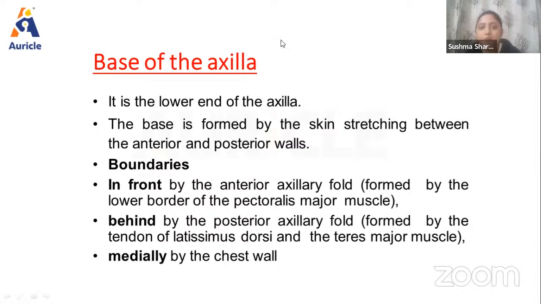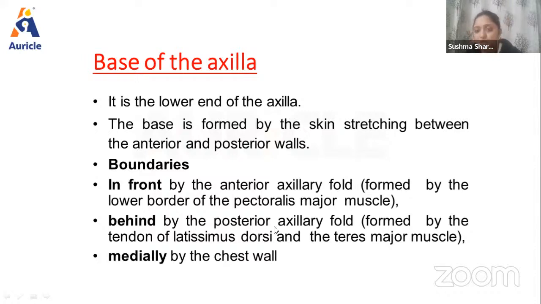Every point that I'm telling you right now is important for us. In the front, it is bounded by the anterior axillary fold. Behind, it is bounded by the posterior axillary fold. Medially by the chest wall. This is just like a triangle. The anterior axillary fold is formed by the lower border of the pectoralis muscle. The posterior axillary fold is formed by the tendon of latissimus dorsi and teres major muscle. Medially, it is bounded by the chest wall.